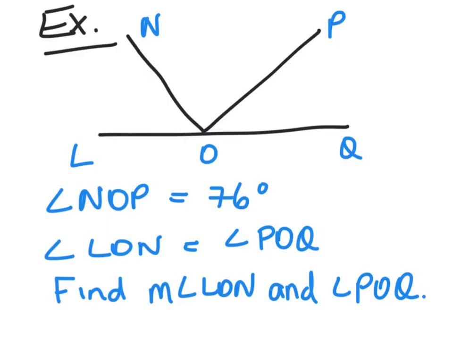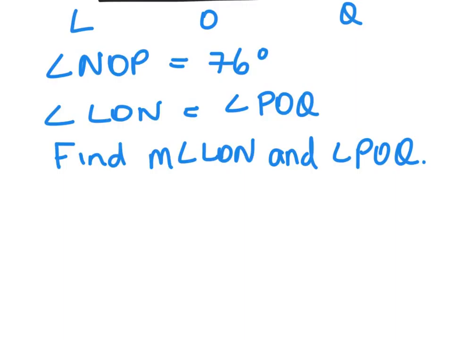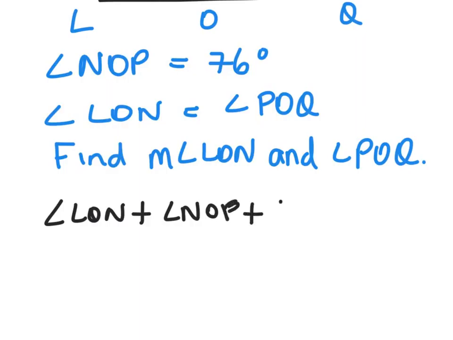Now, if you look at those three angles together, what do they make? So you have this plus this plus this. They make half a circle, but they also make a straight line. They make this straight line, which means it's 180 degrees. So, to answer it, you're going to say that LON plus NOP plus POQ, those three angles put together gives you 180 degrees.